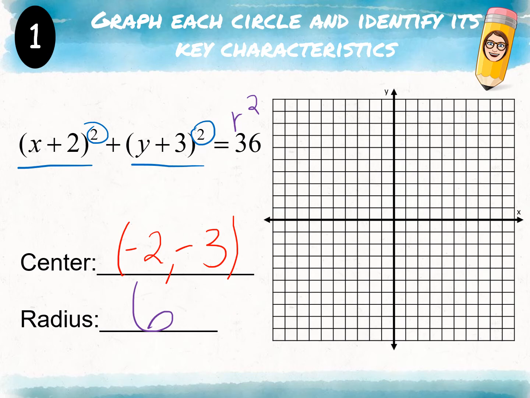So let's plot our dot negative 2, 3. We want a radius of 6, so the easiest way to do this on a coordinate graph is just to go 6 in each direction. So I'm going to go 6 east, 6 north, 6 west, and 6 south.